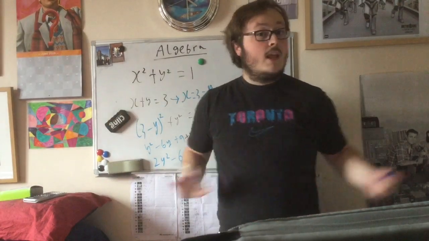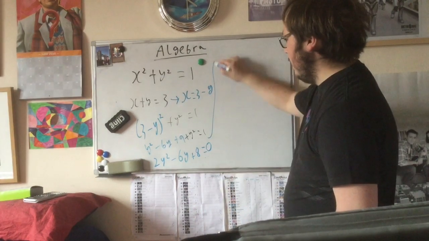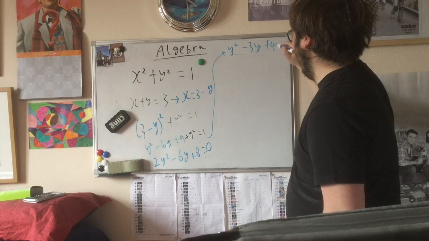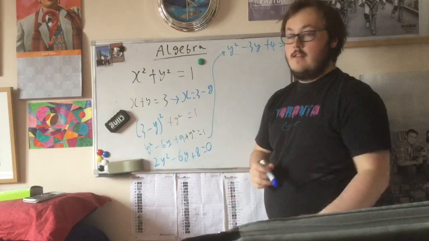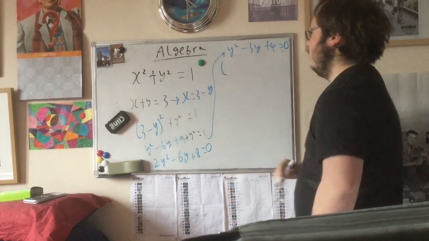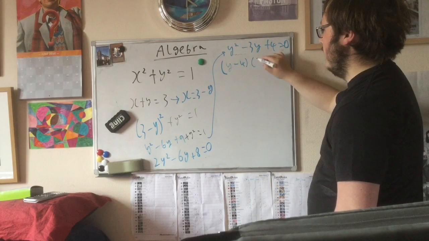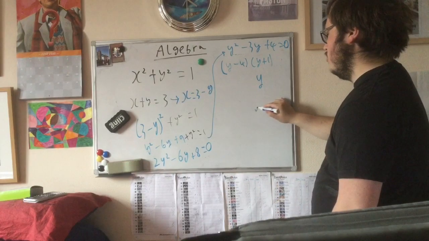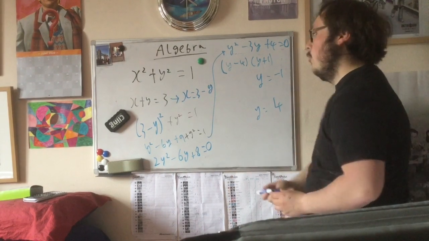Because that's all even, I can divide through. So that becomes y squared minus 3y plus 4 equaling 0. Now I can factorise this. So it becomes (y - 4) and (y + 1). And from that we can work out our two y values. They're either -1 or 4.